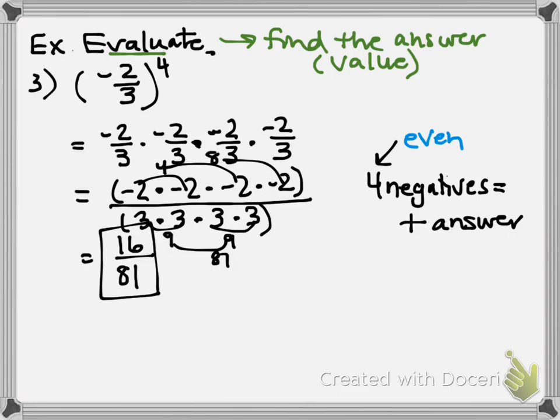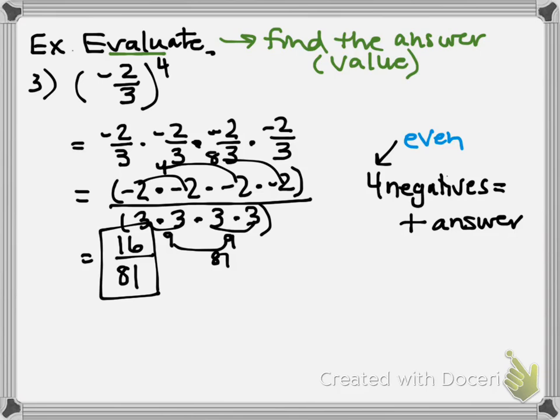So notice what we did when we were asked to evaluate. We first wrote the original problem, because remember, on your work, sometimes we ask you what that original problem was. Then you write out what it means. The multiplication problem is negative 2/3 times negative 2/3 times negative 2/3 times negative 2/3. Then you solve. Okay?